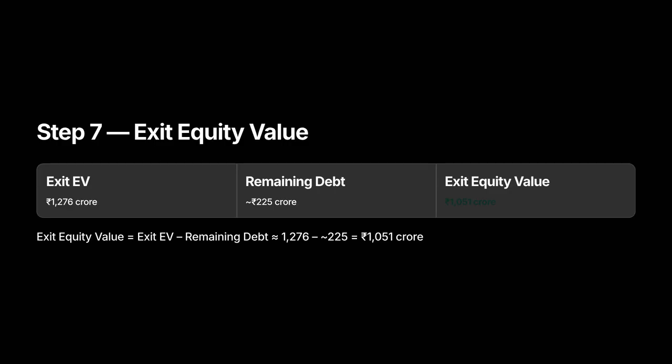Step 7. Exit equity value. Now subtract the remaining debt. If debt has dropped to around 225 crore, exit equity becomes roughly 1,051 crore. This number is the anchor for return calculations.